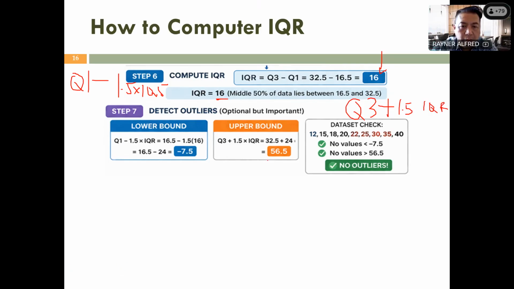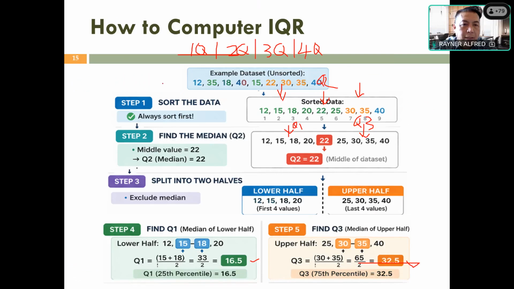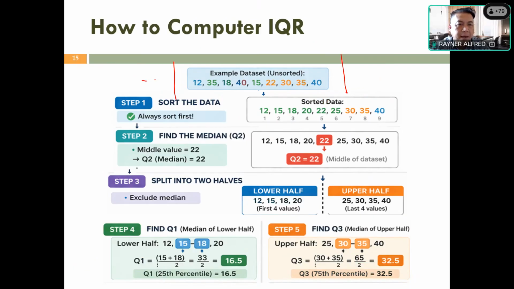So what we have here is this one and this one. So that means if I have my data here, the limit is minus 7.5, and this is 56.5. So if your data is over this or less than this, that means they are outliers. So let me clean up this one. The limit here is minus 7.5. The limit here is 56.5. Okay. So if you have data falls below here or over here, they are outliers.